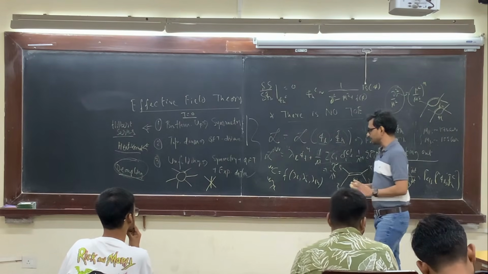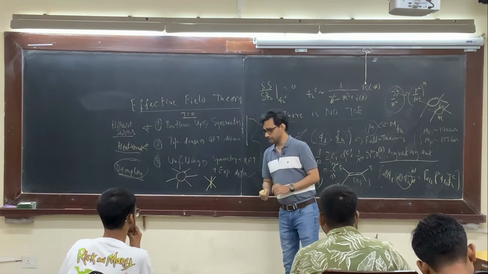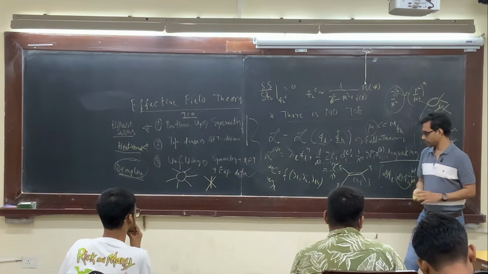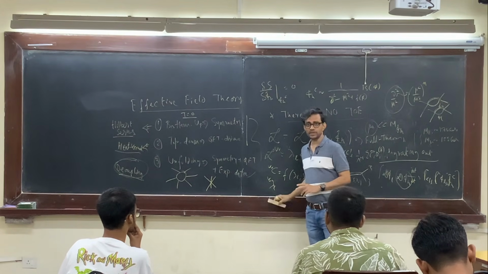Okay. So now there's another important aspect about the effective field theory that I'll discuss. So, class is till 12, right? So it's about the choice of the renormalization scheme.